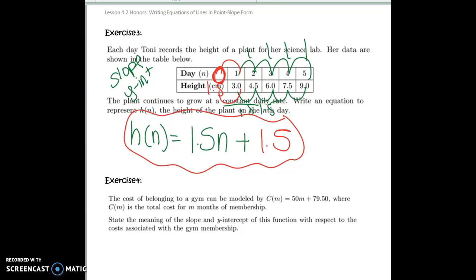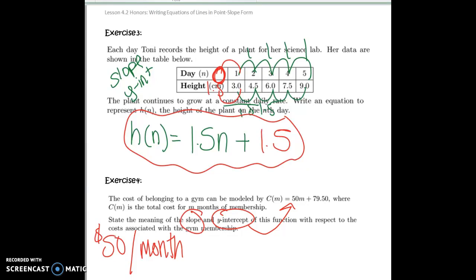All right, exercise 4. So pause your video and go through. All right, so exercise 4 is asking what the meaning of the slope and the y-intercept is in terms of the function. So basically, what is going on? What do they represent? Okay, yeah, we know slope means rate of change. That's great. But what does it mean in terms of this gym membership? Okay, so your slope, 50m, would be $50 per month. You're going to pay $50 every month.